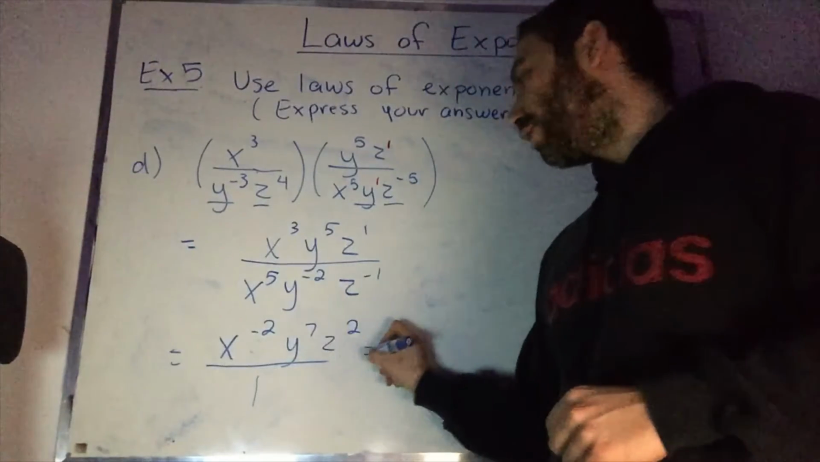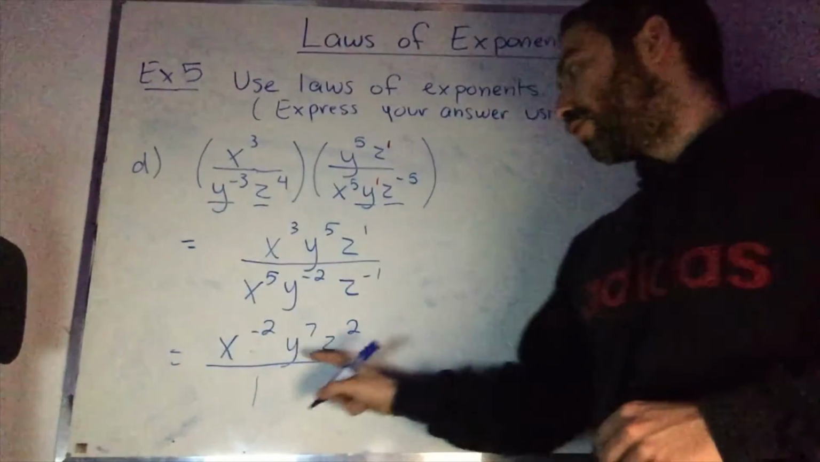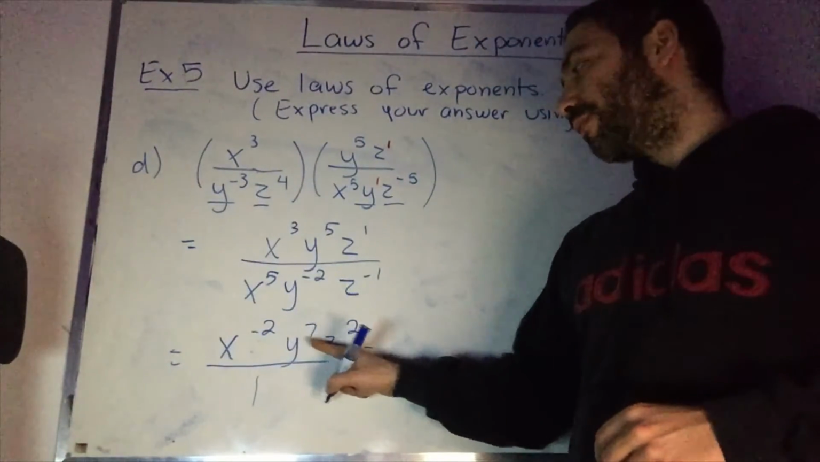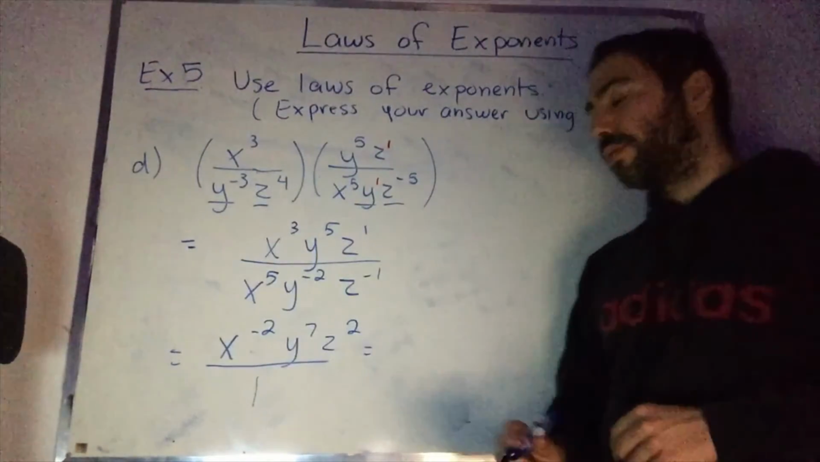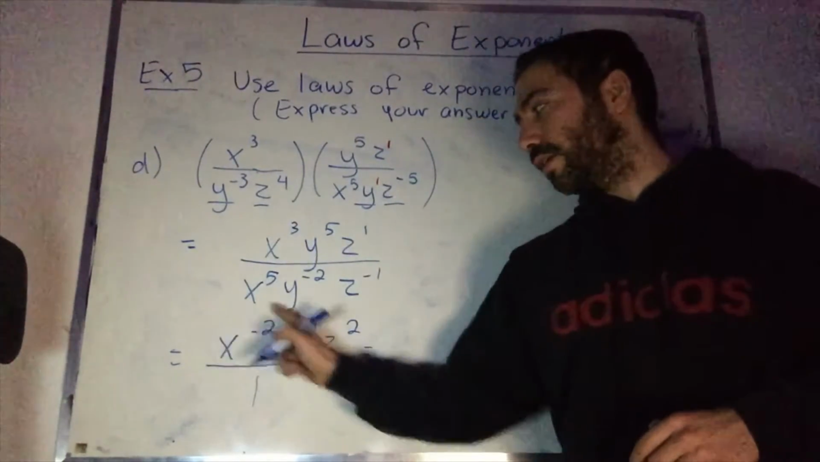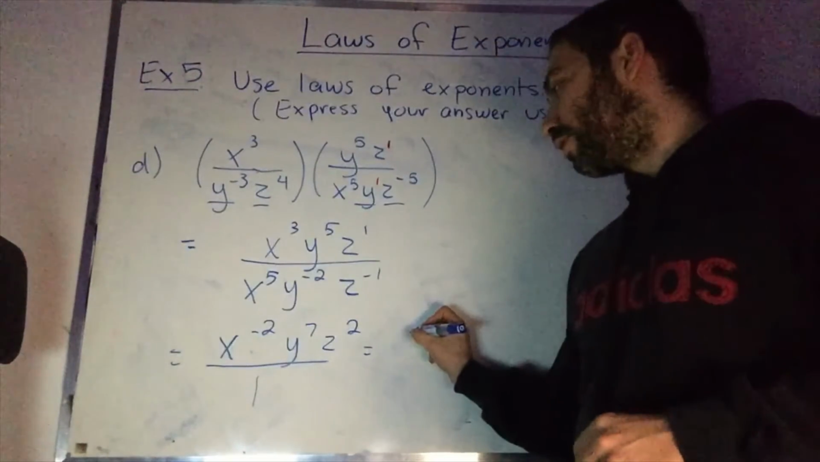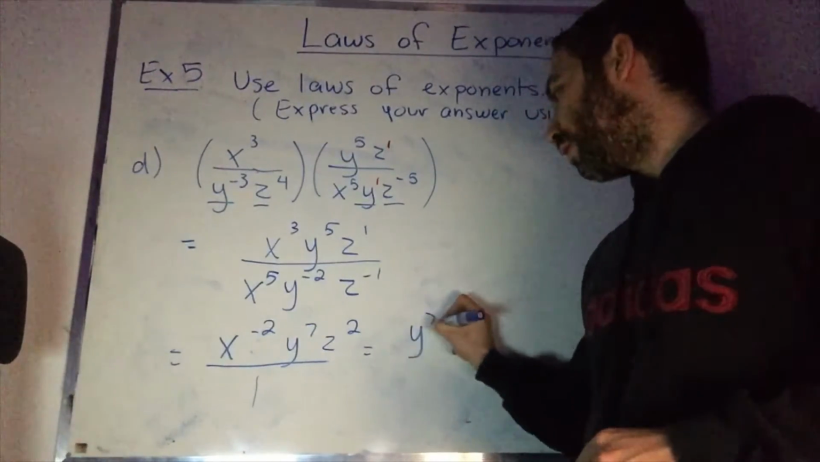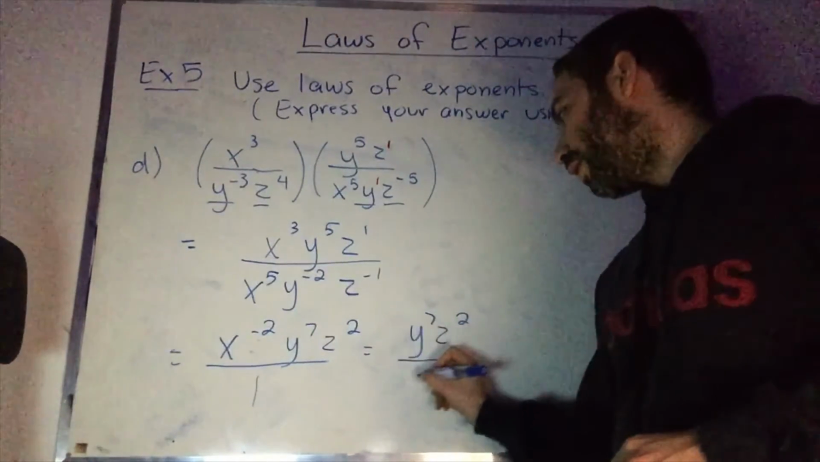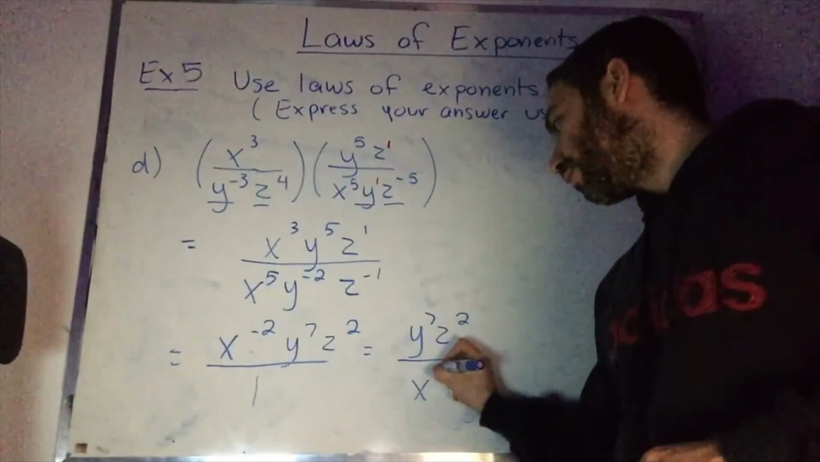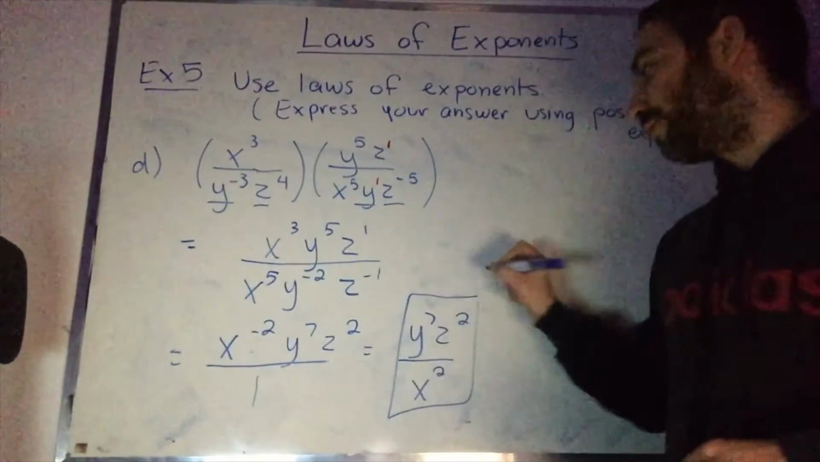And then lastly, we have to get rid of the negative exponents. So the y is exponent 7, it's happy upstairs. Z exponent 2, it's happy upstairs. The only one that's unhappy is the x, so we have to drop them down. So leave the y, leave the z, and the x is dropped down, x to the 2. And that's your final answer.